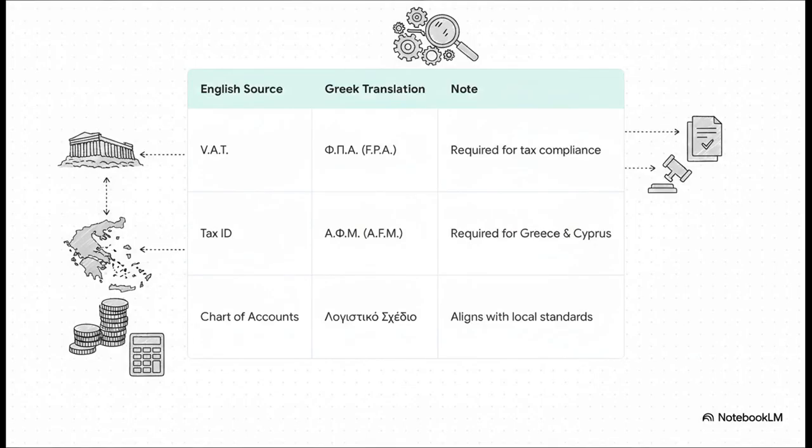For accounting software in Greece, you can't just translate the term VAT literally. You have to use the official term, FPA, for it to be compliant with tax law. Same thing for tax ID. It has a specific legal acronym, AFM. That's localization. It's adapting the software to fit local laws, culture, and professional standards.